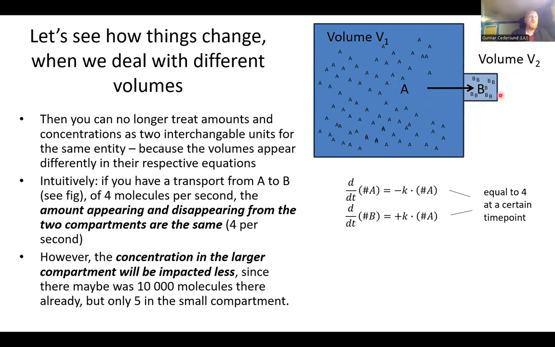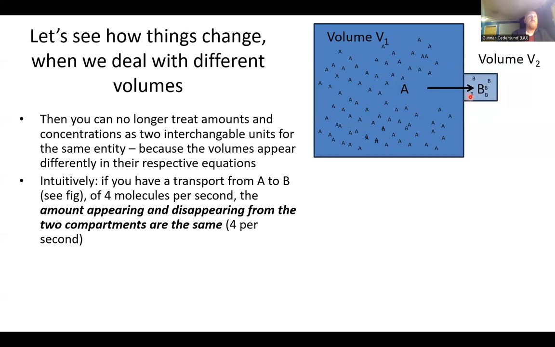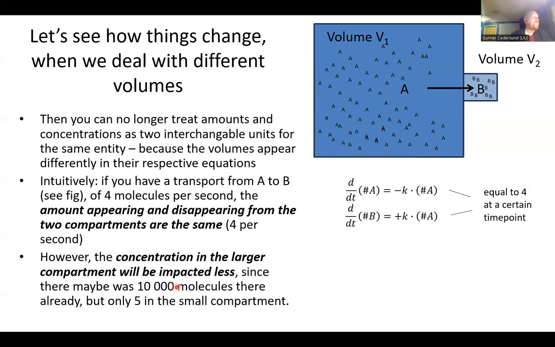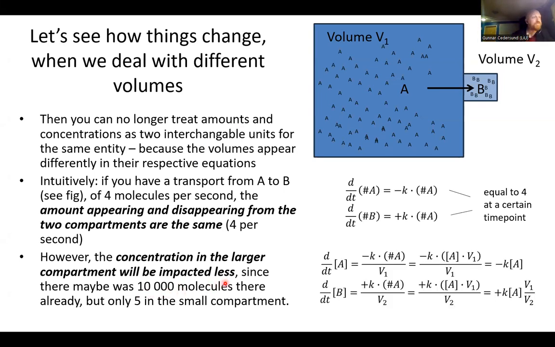But here, if you had 5 from the beginning, 1, 2, 3, 4, 5, and then you add 4, now you have 9, it's almost double. So the concentration, which is the amount that you had here, divided by the volume, goes from 5 to 9, which is almost double. So the concentration here will have almost doubled, even though here it's barely changed. Therefore, the concentrations will be impacted in very different ways if the volumes are very different.